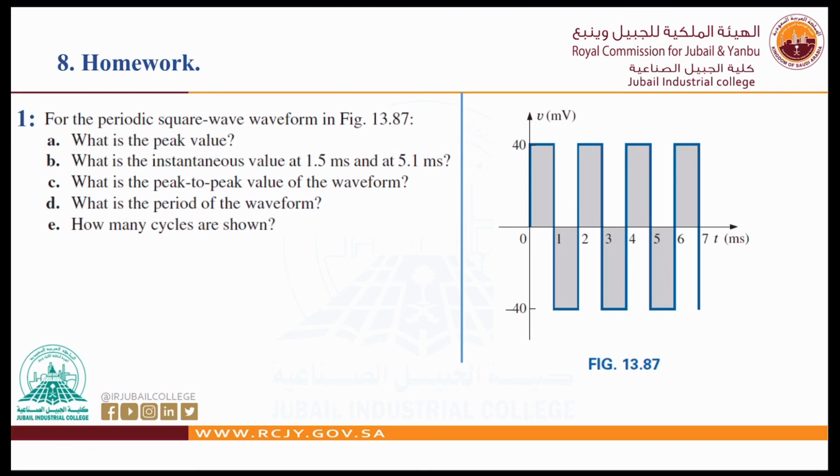For the periodic square waveform, what is the peak value? What is the instantaneous value at 1.5 and 5.1? What is the peak to peak value?